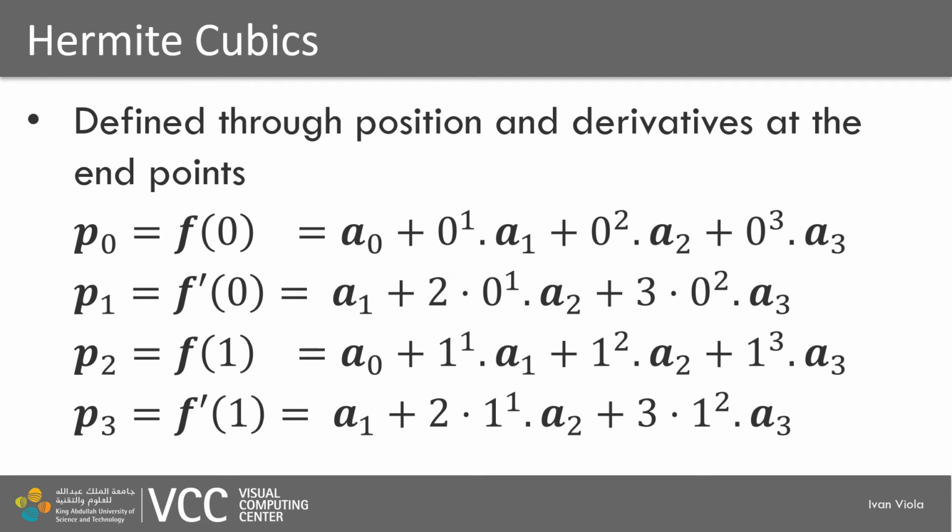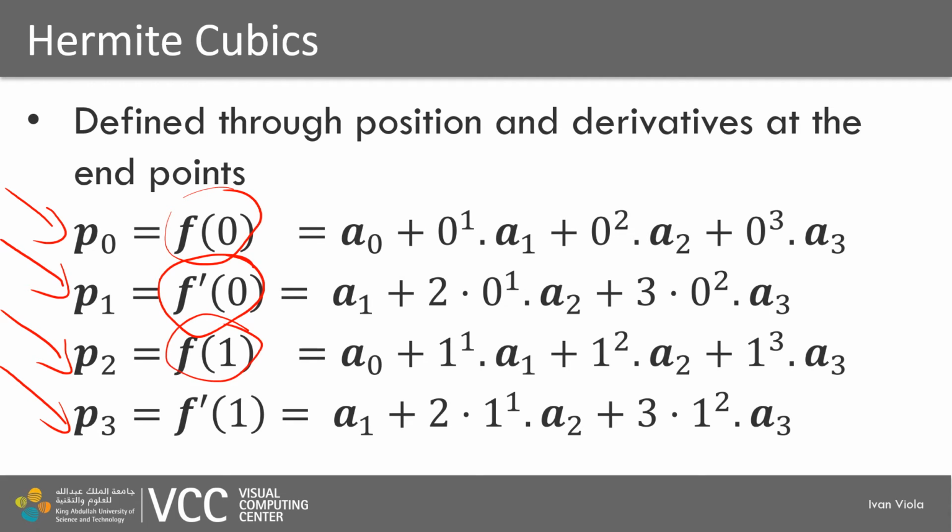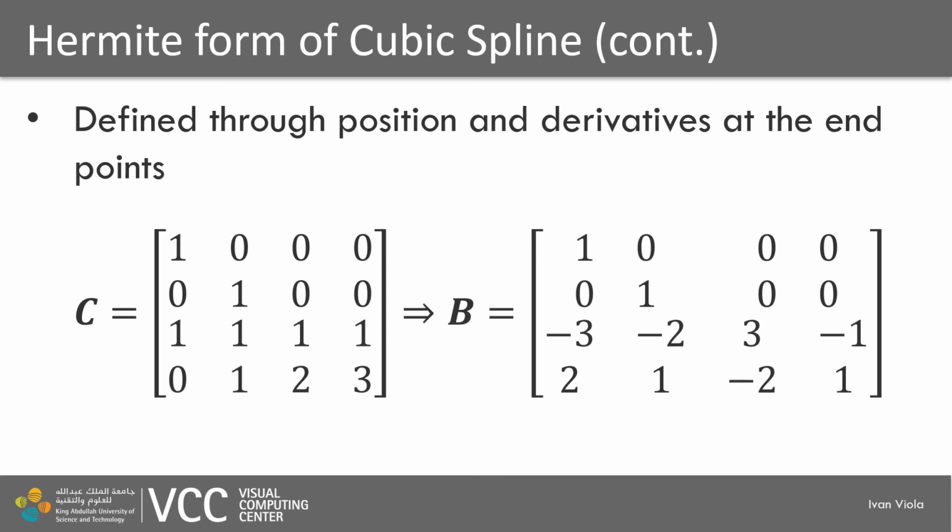How to define this? Well, as simple as we have defined our constraint matrix before. We have 4 control points: at the first endpoint, the position and the derivative, and at the second endpoint, the position and derivative. From that we define our constraint matrix, where we have the first position, derivative, second position, and the derivative. We invert it and obtain our basis matrix, which can be used for calculating our basis functions.